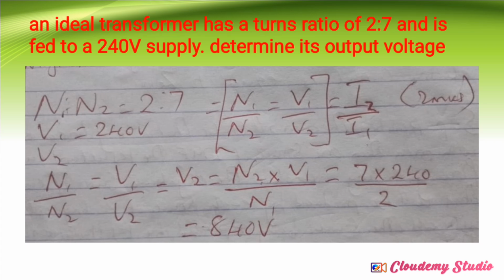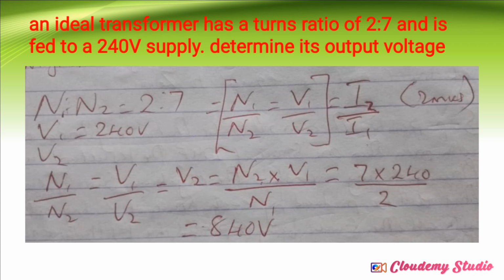Now we narrow down to the question where we have been given the turns ratio and the voltage. So you can now relate the turns ratio and the voltage, denoting N1, N2. N1 represents the number of turns in the primary, N2 the number of turns in the secondary, and V1 represents the input voltage. Because of the question, it's being fed a 240 volt supply. There is the input voltage.